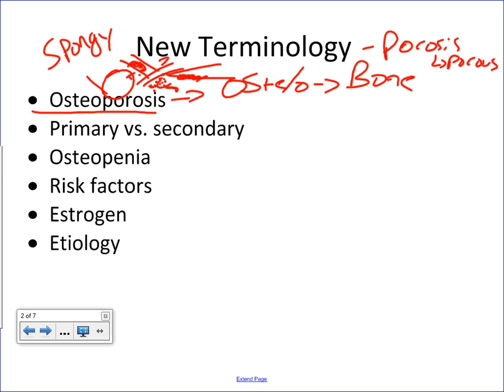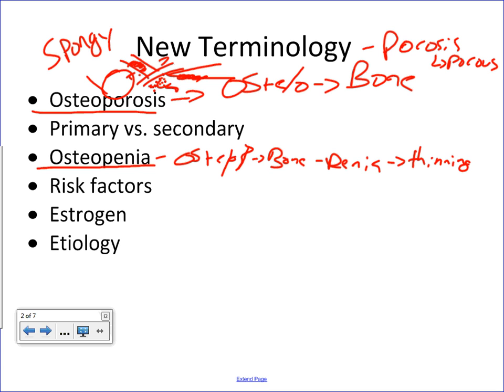All right. So that's osteoporosis, which is different than other bone diseases such as osteomalacia and osteopenia. Basically the term osteopenia, osteo is bone, and think of the word penia as thinning. Okay, and then there's another term, osteomalacia, which means bone softening.